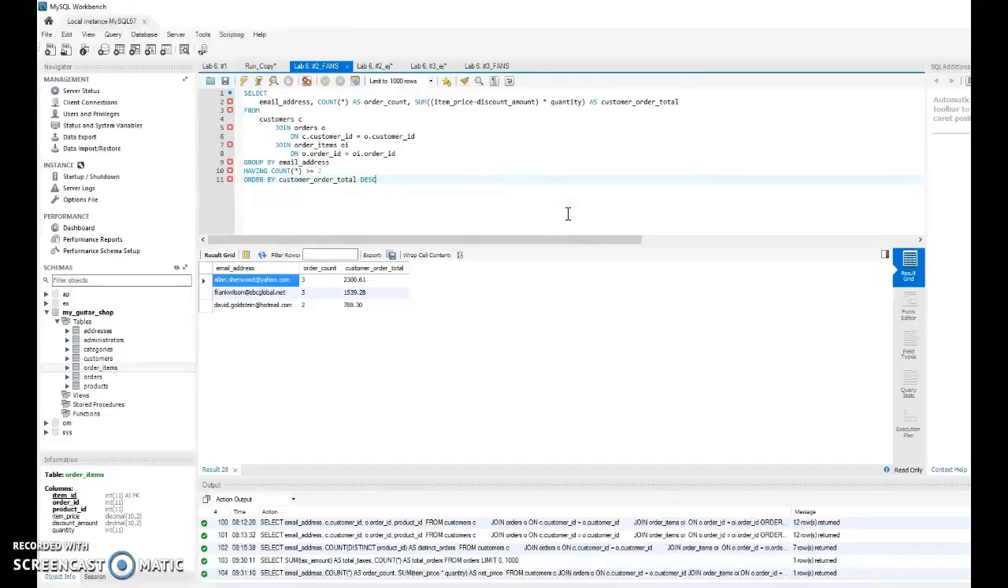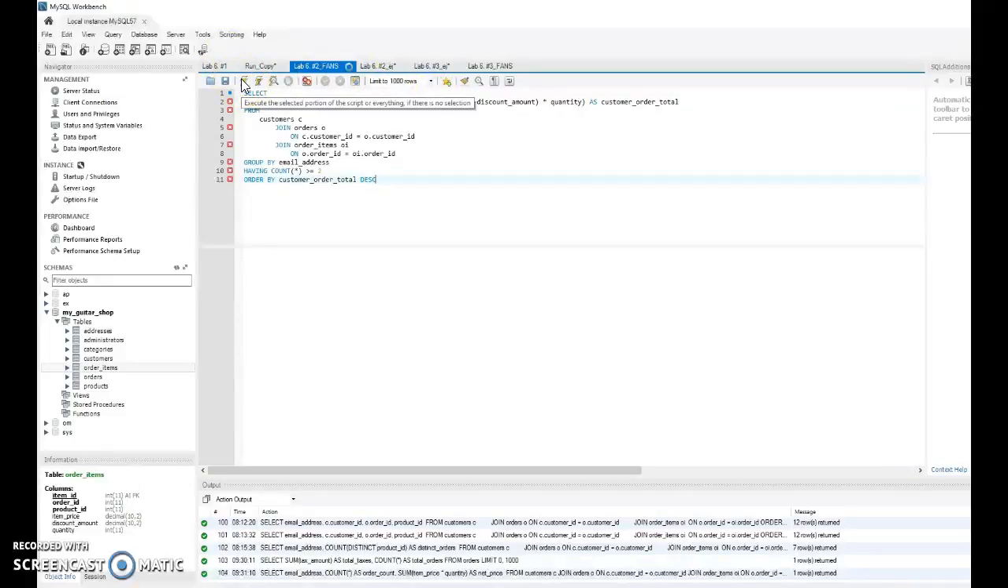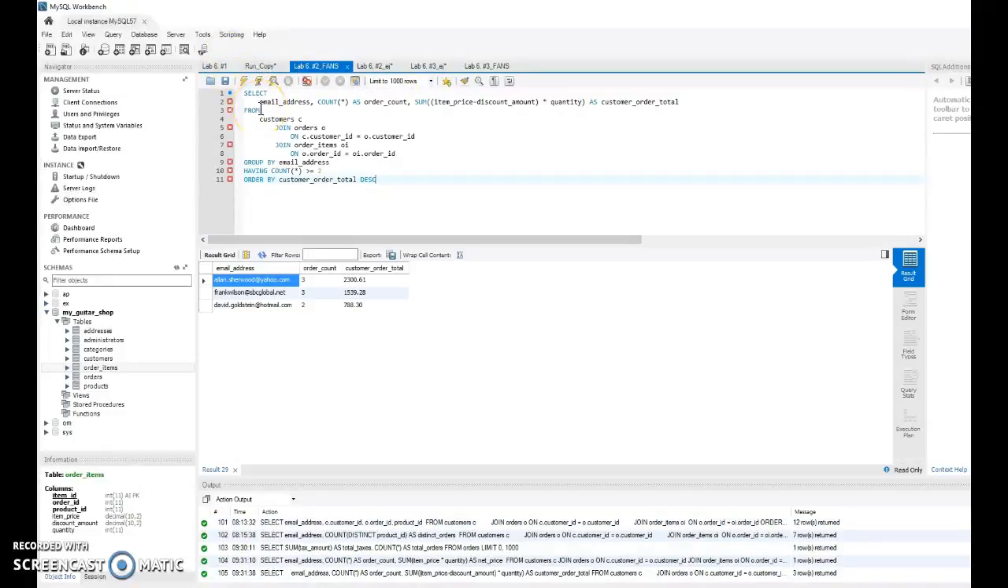And here it is. We'll run it again. Did all the math regarding item price and discount amount, and multiplied by the quantity. We have the having count to make sure we only see our major sources of orders, relatively major.